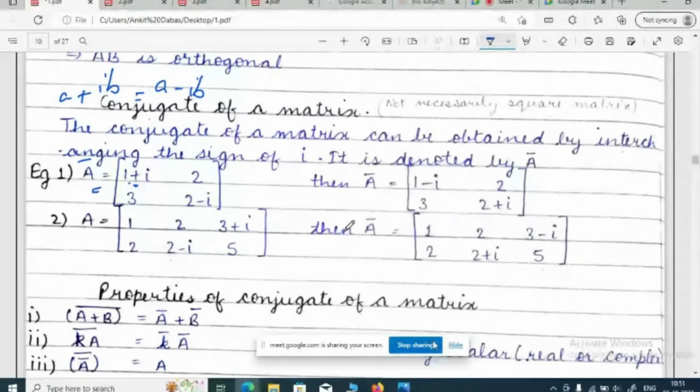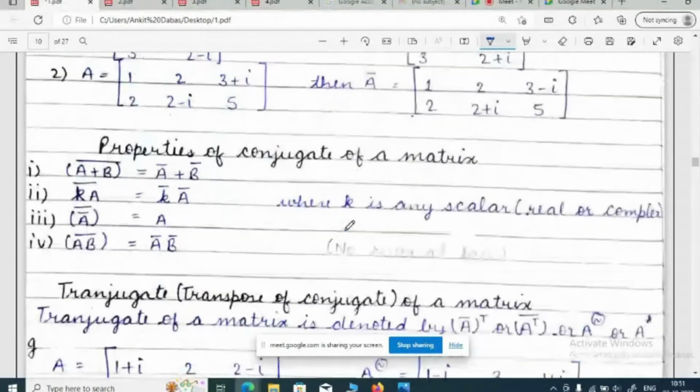These are some properties of conjugate of a matrix. A plus B conjugate is equal to A conjugate plus B conjugate. If we multiply a scalar k by a matrix and then take the conjugate, it will be equal to, you can take the scalar out, take its conjugate, and then multiply with conjugate of the matrix. This is similar to the case of complex numbers, that if you take double conjugate, it gives you the same number, here the same matrix.